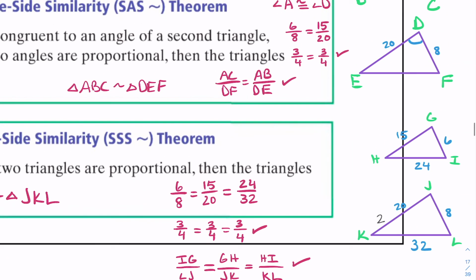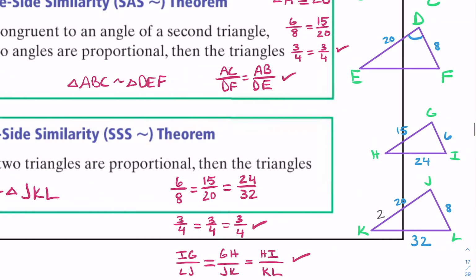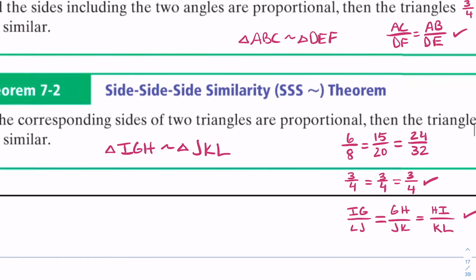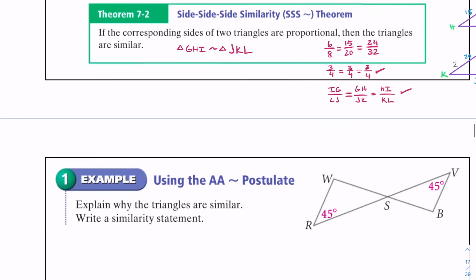Oh, wait. What did I do? I should say GHI. My bad. GHI is similar. Triangle GHI is similar to, that looks weird. There we go. Is similar to JKL. All right, so those are our theorems.